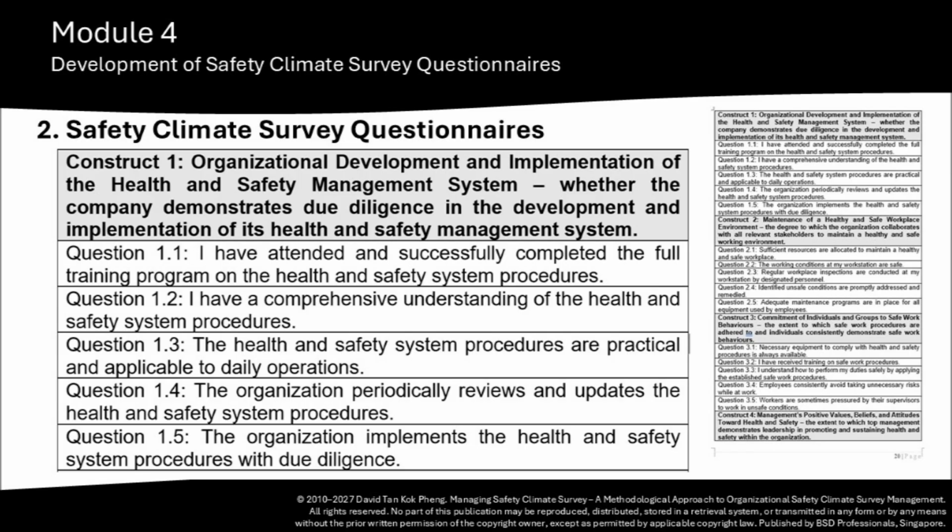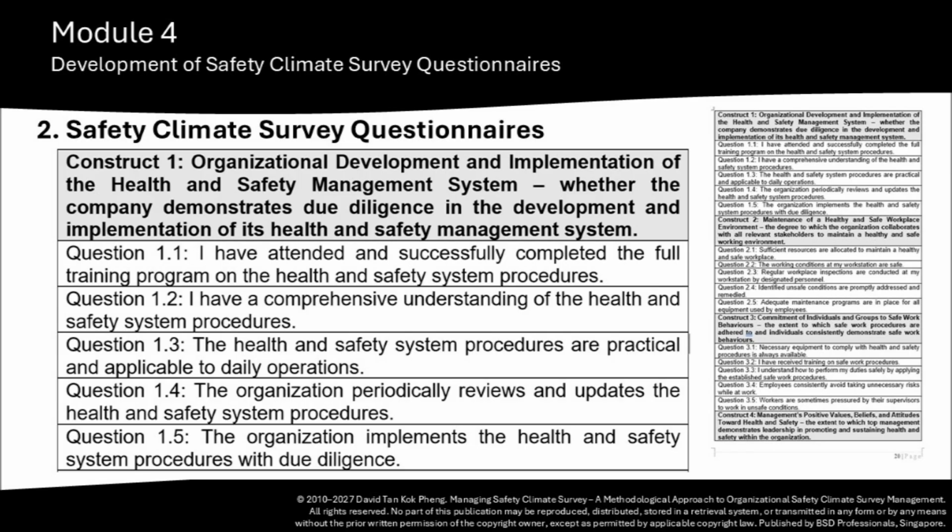Question 1.4 focuses on continuous improvement by determining whether the organization regularly reviews and updates its health and safety procedures to remain effective and current. Finally, question 1.5 evaluates whether the organization implements these procedures with due diligence, demonstrating a strong commitment to maintaining a safe and healthy work environment. Together, these questions provide insight into how well the organization develops, communicates, maintains, and implements its health and safety management system.